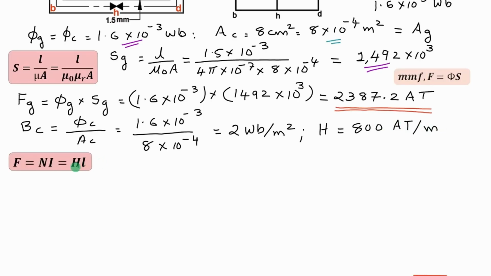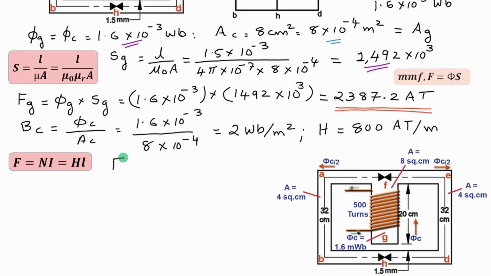So, for center limb we found that H is equal to 800 ampere turns per meter and it is given that it is having a length of Lc. Therefore, Fc is equal to Hc into Lc. This is equal to Hc is 800 into length of center limb is 20 into 10 raised to minus 2. This is equal to 160 ampere turns.